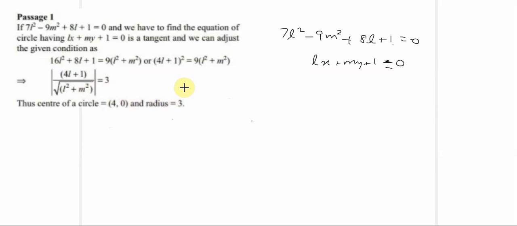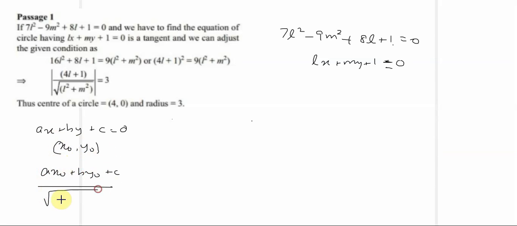Okay, so what they have done here is use the distance of a straight line from a point formula. If the line is ax plus by plus c equal to 0, and you have a point x naught, y naught, then the distance of that line from the point is ax naught plus by naught plus c by root over a square plus b square, mod of that. That's going to give the distance.